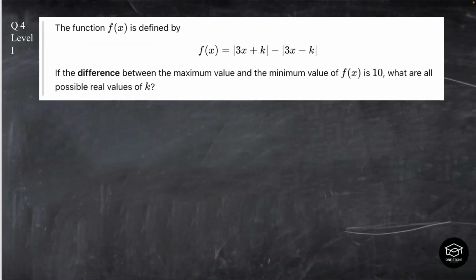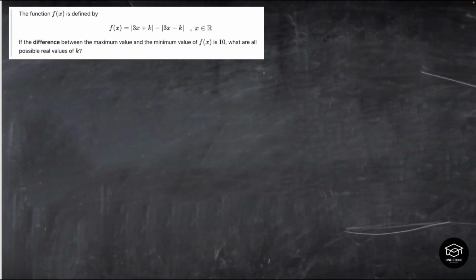Problem, we are analysing a function involving absolute values. The function is the absolute value of 3x plus k minus the absolute value of 3x minus k. To solve this, we begin by identifying where each expression inside the absolute value becomes 0. These are the points that divide the number line into separate intervals.